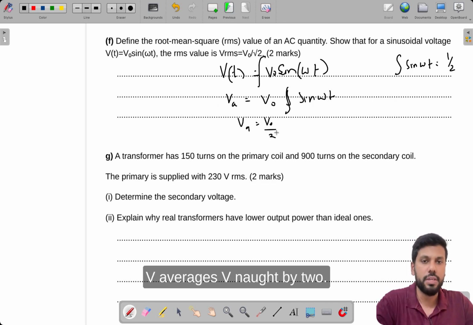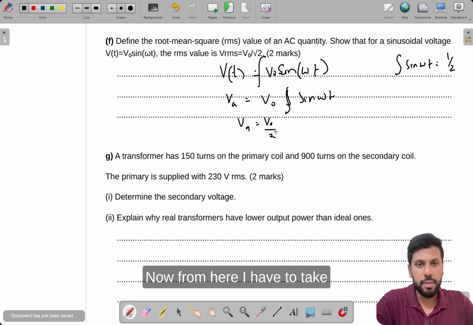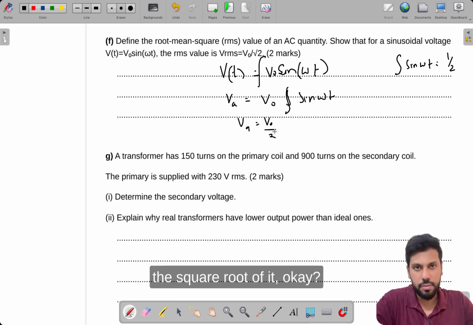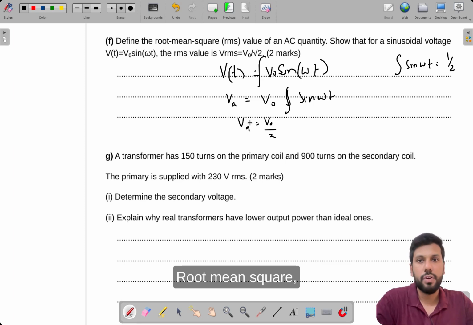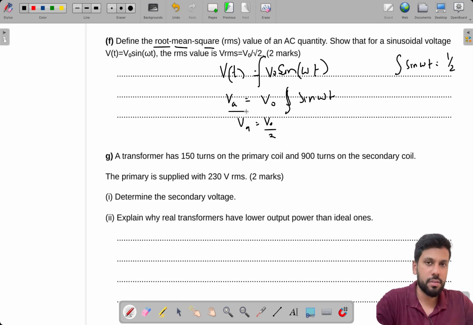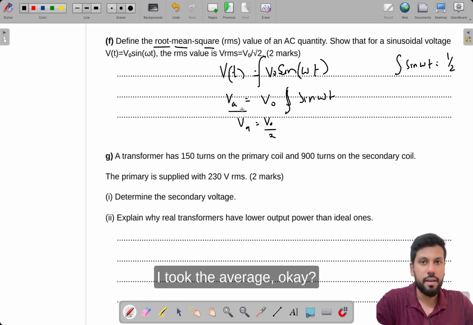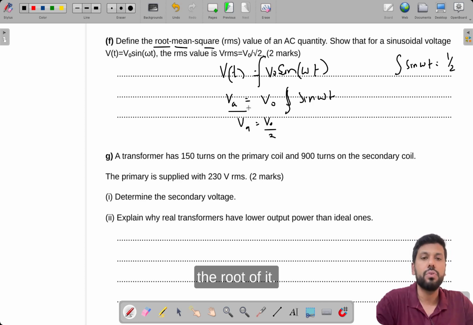V average is V naught by 2. Now from here, I have to take the square root of it. Root mean square. So I took the average, and now I have to take the root of it.